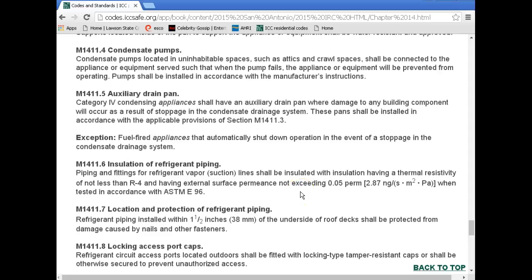Let's look at 14.11.6. I've been asking this. 14.11.6, insulation of refrigerant piping. Piping and fittings for refrigerant vapor, the suction line, shall be insulated with an insulating material having a thermal resistance of not less than R4. Okay, R4.